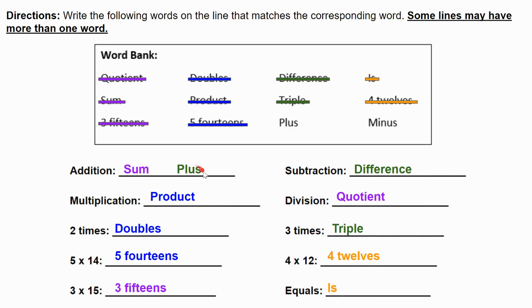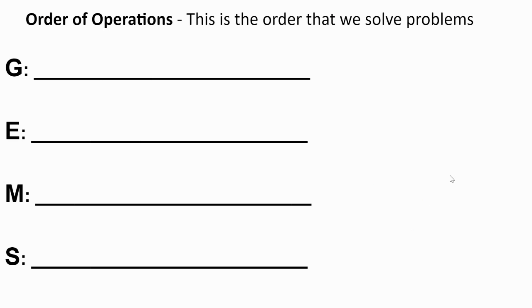Notice there's 2 words on the addition line. Sum is the answer to an addition problem, while plus just means we're adding 2 numbers. Finally, we have minus, which refers to subtraction. Same thing as when we had addition. Difference is the answer to a subtraction problem, while minus just means that we're subtracting 2 of those numbers. We're going to use these words to help us solve numerical expressions.